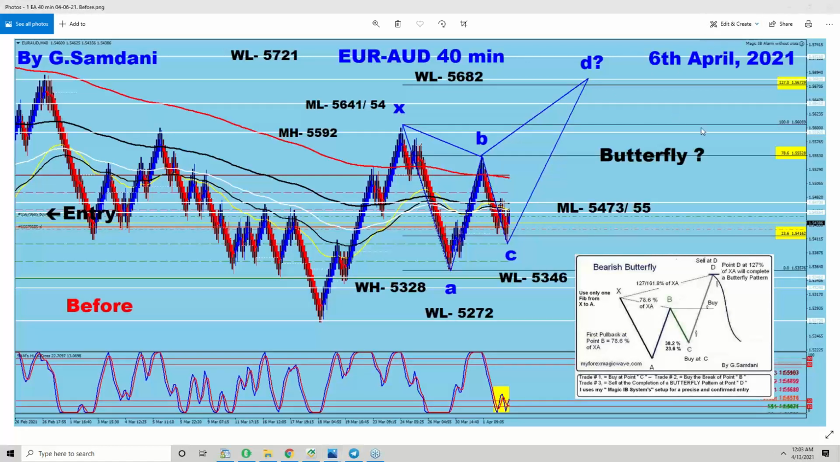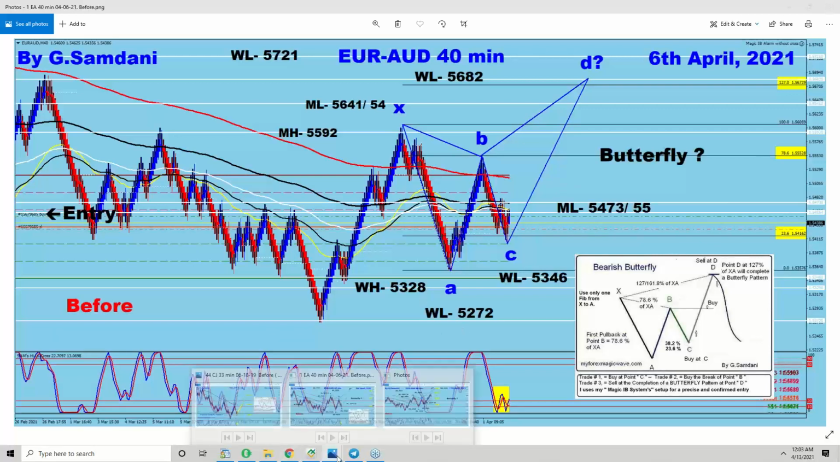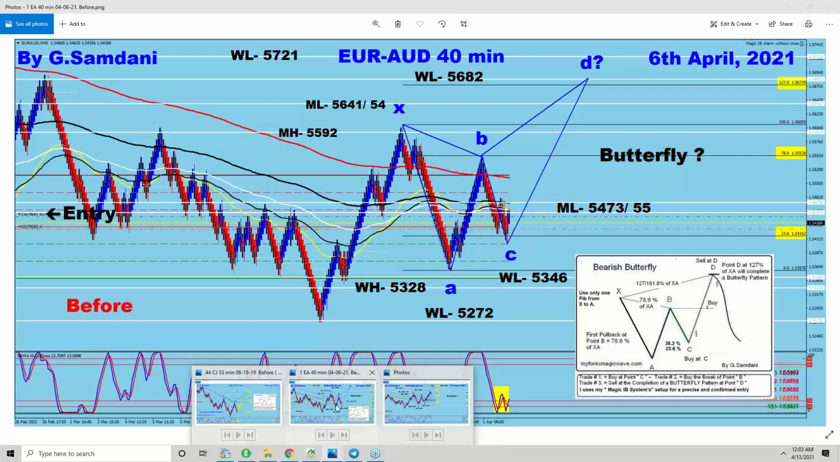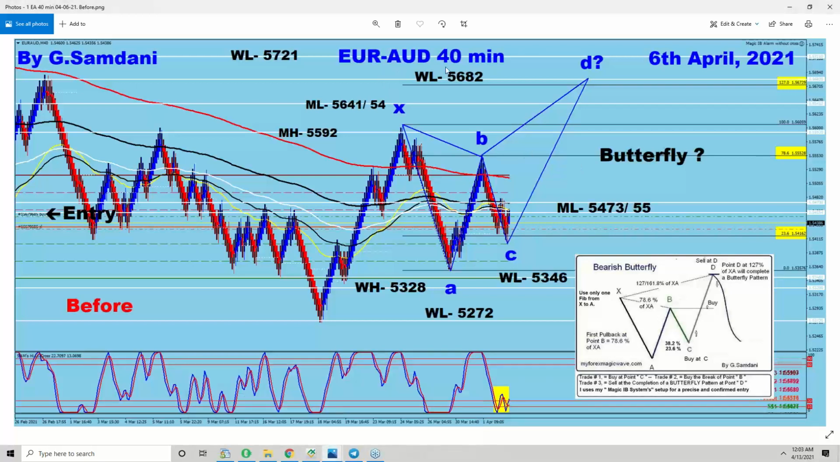I just want to show you that they do work, and they are reliable. But the thing is that anyone who wants to trade needs to learn properly. So I just want to show you a couple of instances. For example, this is the chart in front of you. Euro Aussie, the first chart I made on the 6th April, right?